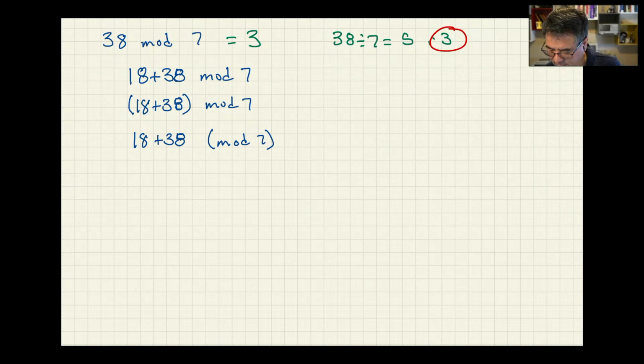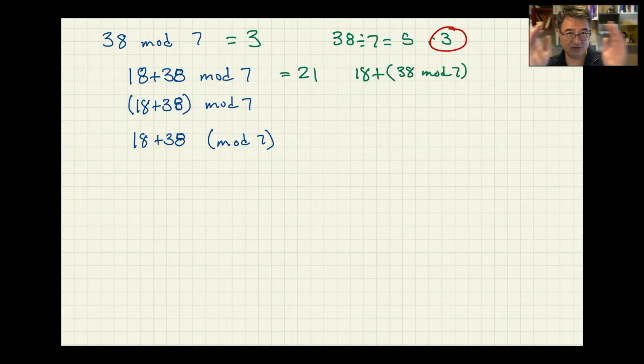So if I was to write 18 plus 38 mod 7, the order of operations here would suggest that the mod 7 goes with the 38, because multiplication and division and modulus are of higher precedence than the addition. And so this would be equal to 21, because we're doing 18 plus (38 mod 7), kind of in parentheses. And this here is 3, so we get 18 plus 3.